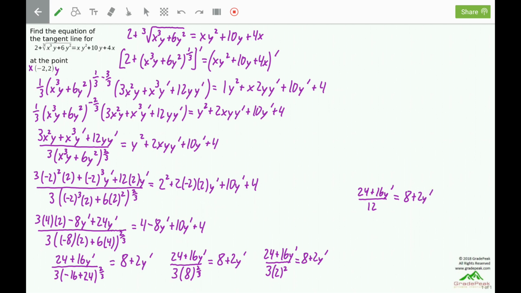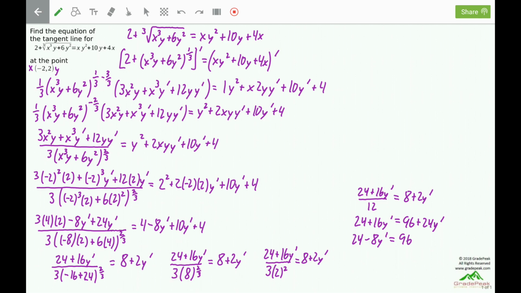We can now multiply both sides by 12, so this 12 will move up here and distribute through that. That will be our next step. So 24 plus 16y prime will equal to 96 plus 24y prime. We can now subtract both sides 24y prime. So we have 24 minus 8y prime equals to 96.